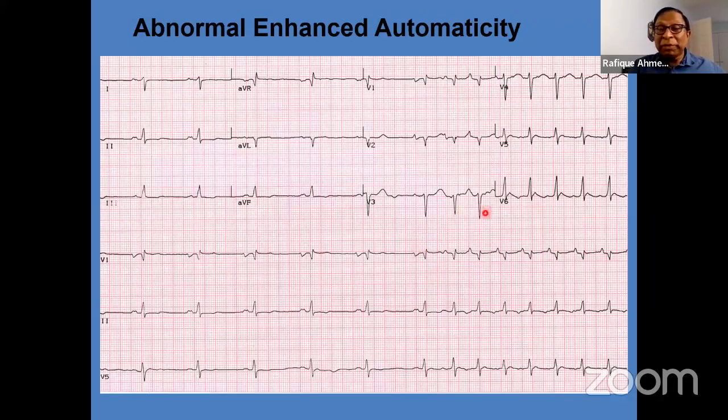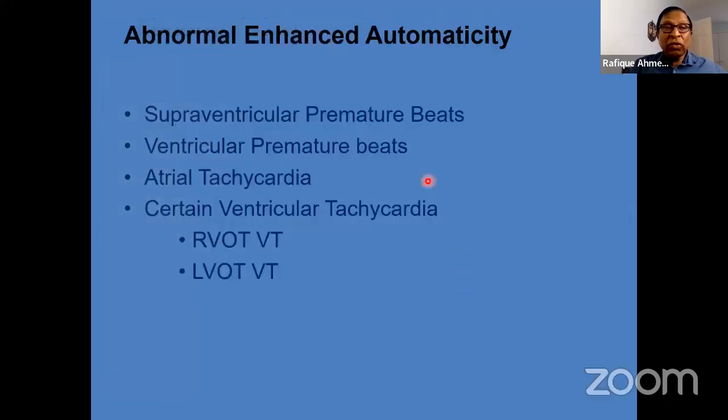The most common mechanism of atrial tachycardia is enhanced automaticity, but it can also be reentry. So what are the types of enhanced automaticity? Supraventricular premature beats, ventricular premature beats, some atrial tachycardias, and these two types of ventricular tachycardia, right ventricular outflow tract ventricular tachycardia and left ventricular outflow tract ventricular tachycardia. These can be automatic in nature.